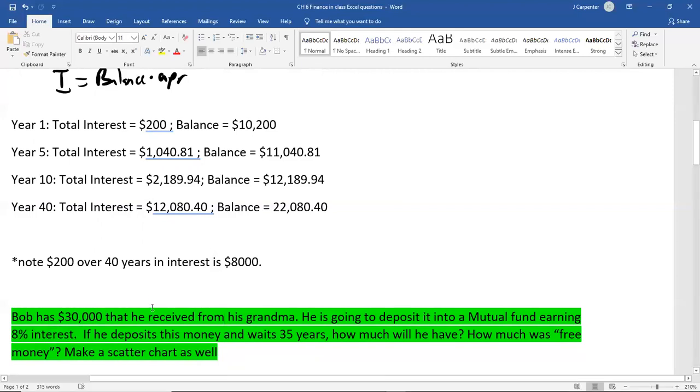So Bob gets 30 grand from grandma. Sad story. Mutual fund, 8% average every year. It's going to go up 20% one year. It's going to go down 50% the next year because it's going to crash because of a virus or the housing market or the tech bubble or whatever. It's happened in our history or will happen in our future because it will happen again.